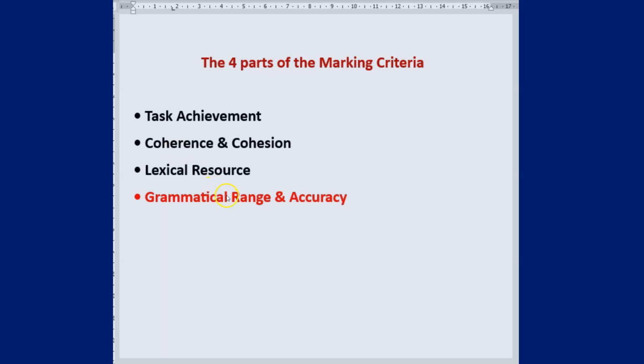These are the four categories that the examiners will base on to score you, and they are all sharing equal percentage of the marks. So task achievement has 25%, coherence and cohesion will take 25%, lexical resources will take 25%, and grammatical range and accuracy will take 25%. So it's very important for you to note that all these things have equal marks, equal percentage when it comes to the marking. So don't take any of them lightly.